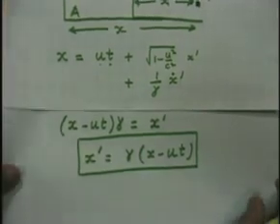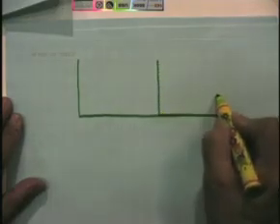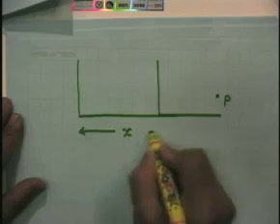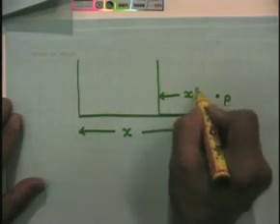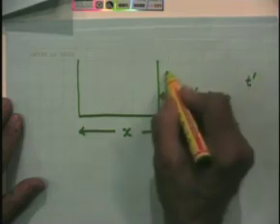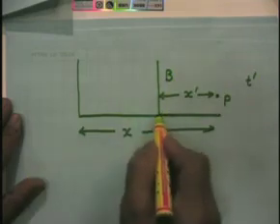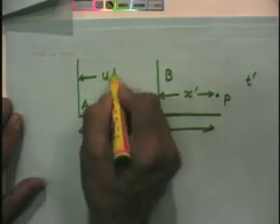Now, let me see what B will see. The event has occurred, and B is here, and the event occurs at a point P. This is at a distance of x for A, and for B it is at a distance x prime, and the event occurs at the point P at time t prime for the observer B. So, in this time, the distance that A has moved in the opposite direction will be u times t prime.